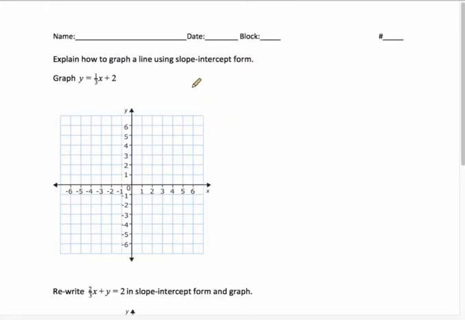All right, now let's look at how to graph a line using slope-intercept form. Okay, so what is slope-intercept form? mx plus b. So what is my m here? My m is 1/3. My b is +2. Make sure you always look at the sign in front. If that's a -2, then my b is -2.